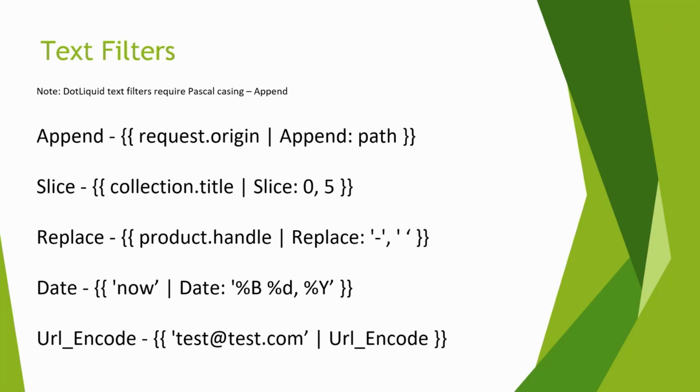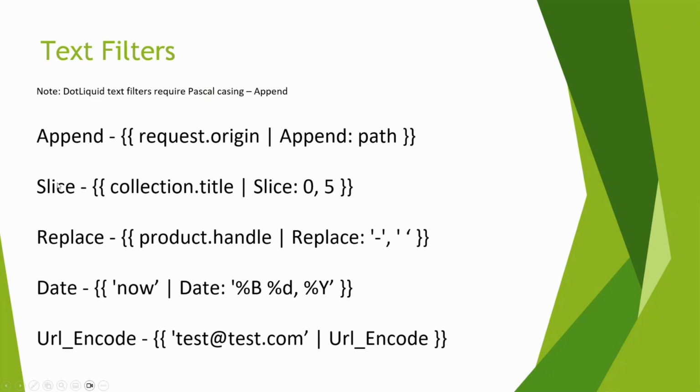Now, a little bit of a learning curve. If you look at the Shopify text filters, they're mostly lowercase because it uses Ruby casing. In mine, I typically turn on the .NET casing, which is Pascal casing, basically first character capitalized and underscores between if we've got multiple words.